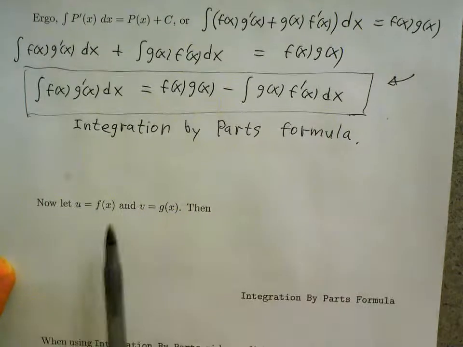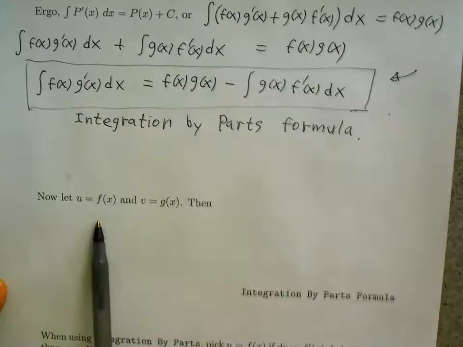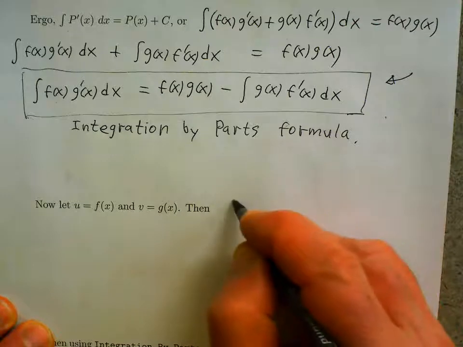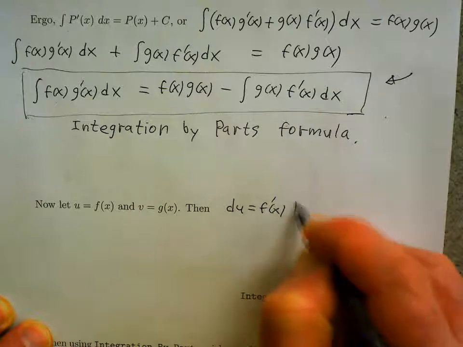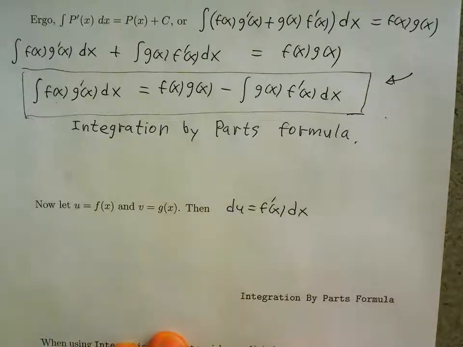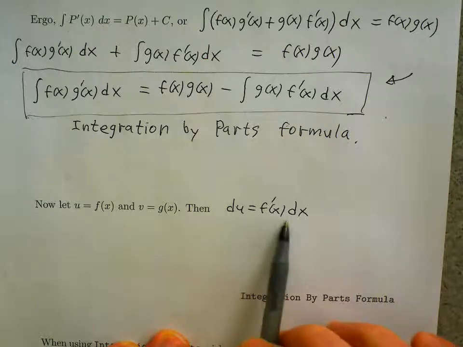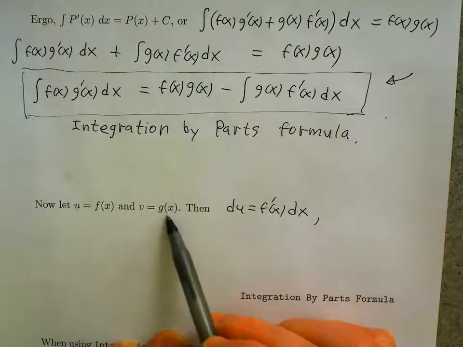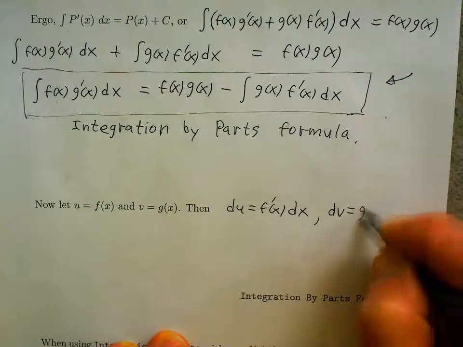For convenience, what is commonly done is we let u be f of x and v be g of x. Then the differential du is equal to f prime of x dx. You learned about differentials in Calculus 1. So du is equal to f prime of x dx. And since we're assigning v to be equal to g of x, then the differential dv is equal to g prime of x dx.